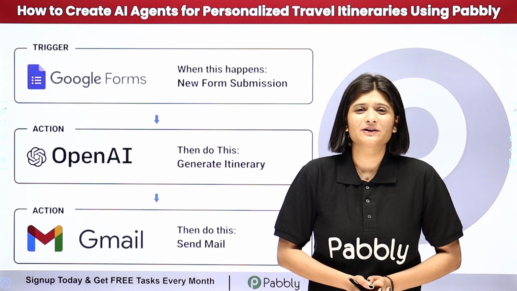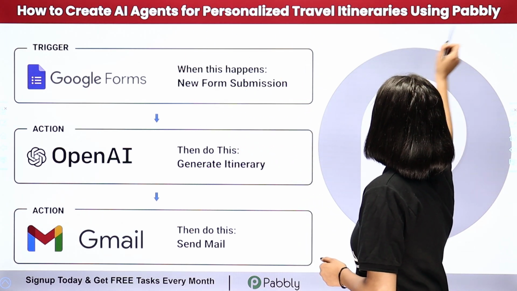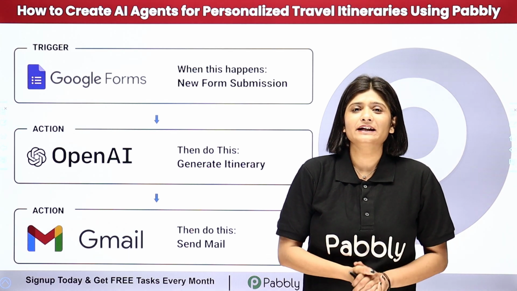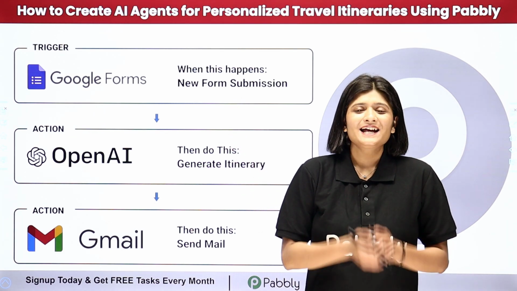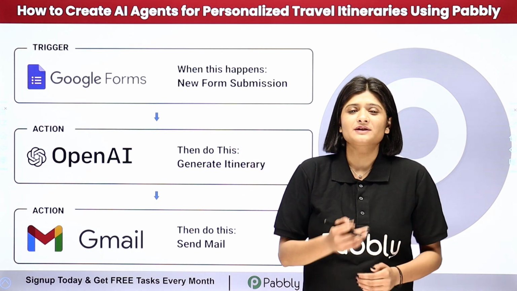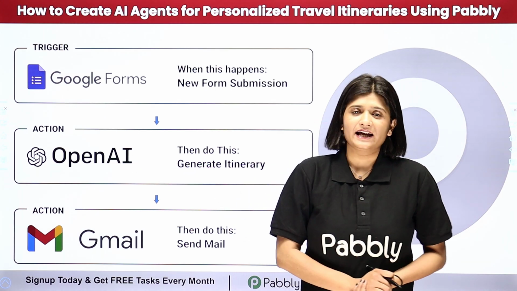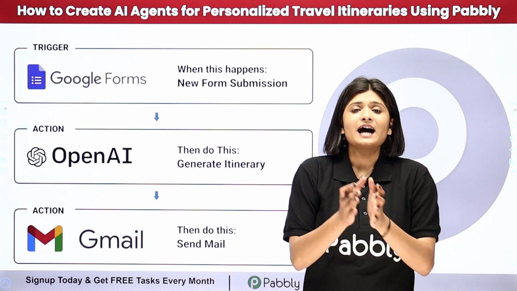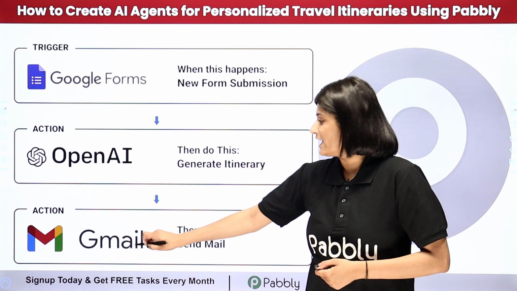In this video, we are going to learn how to create AI agents for personalized travel itineraries using Pabbly. So let's suppose I'm a travel agent and I'm collecting all my travelers' preference responses with the help of Google Forms. Now I want that whenever there is a new form submission, a personalized itinerary should be automatically generated with the AI agent. Here I'm going to use my AI agent as OpenAI, and as soon as I generate this itinerary, it should be automatically sent via Gmail.